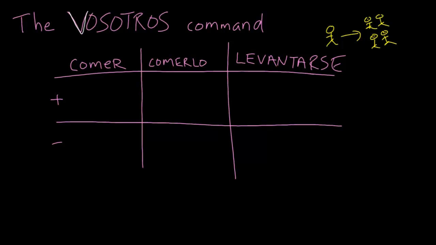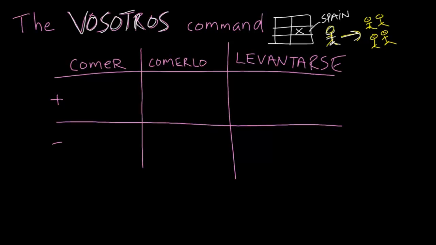The vosotros command is a command when one person wants to tell a group of people what to do. And we remember that the vosotros, if we look at our box of six, is this form right here. And we primarily use this in Spain.